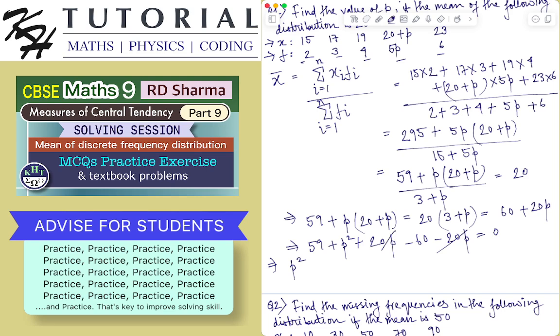So we have p square minus 1 is equal to 0. This implies p square is equal to 1. This implies p is equal to, now if we have p square equal to 1, then p will be equal to plus minus 1.